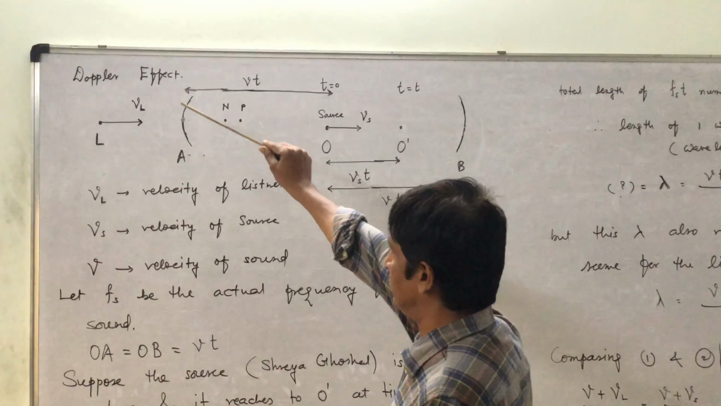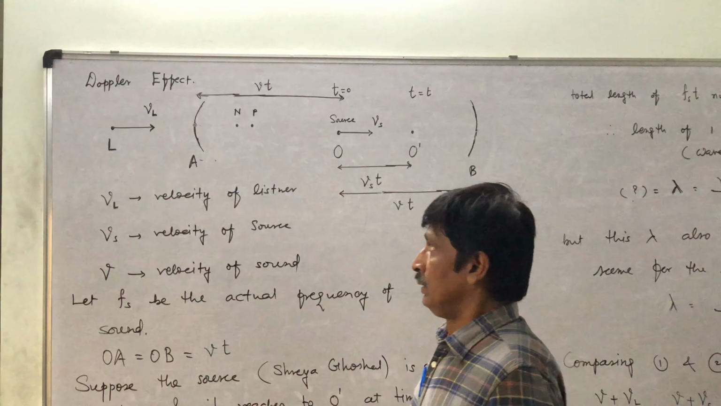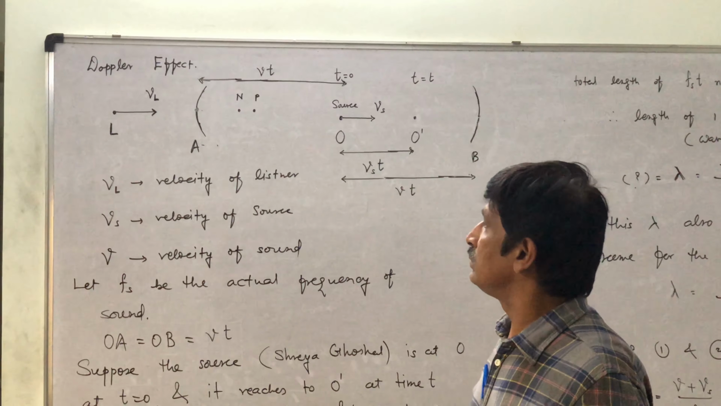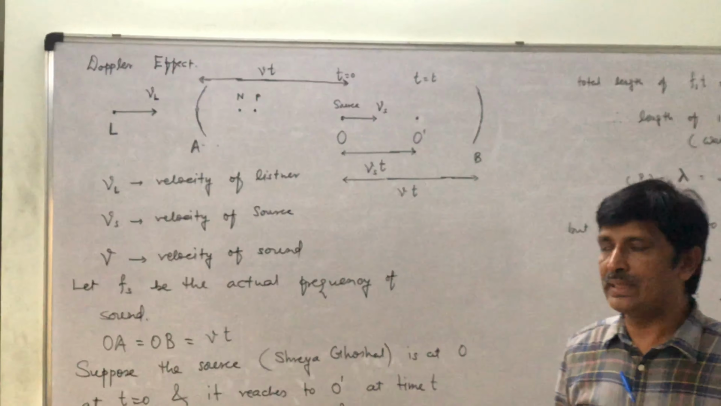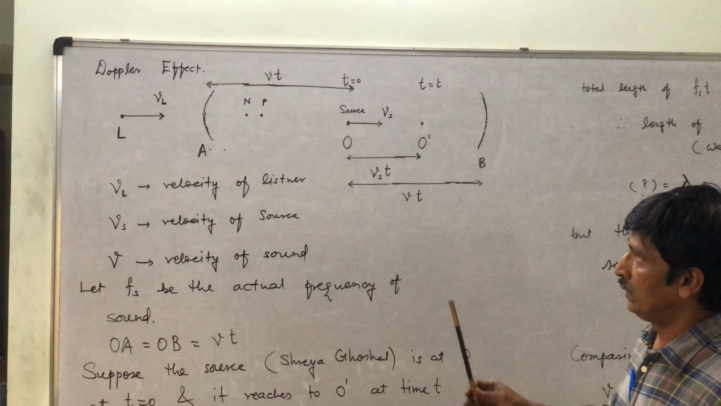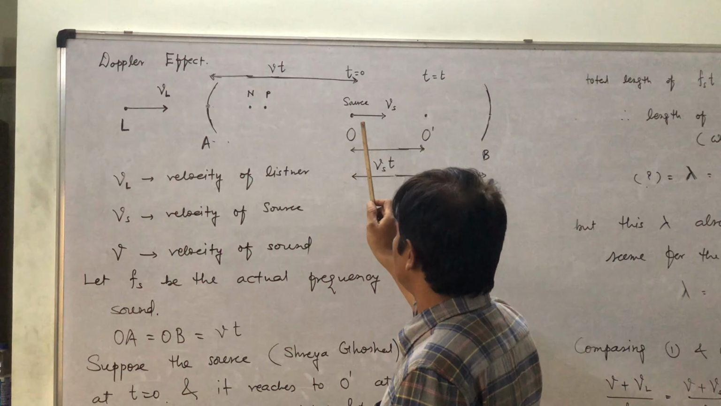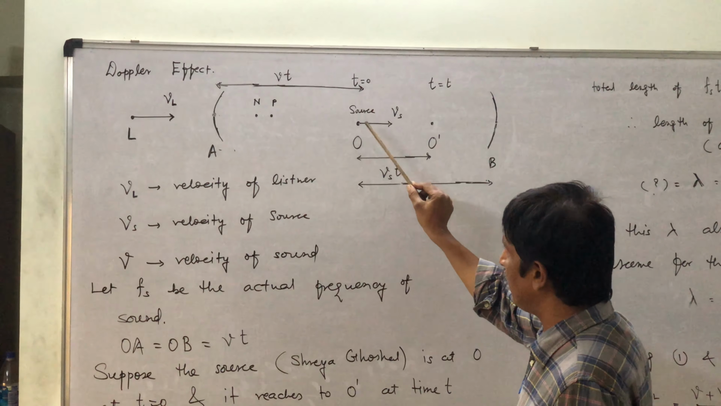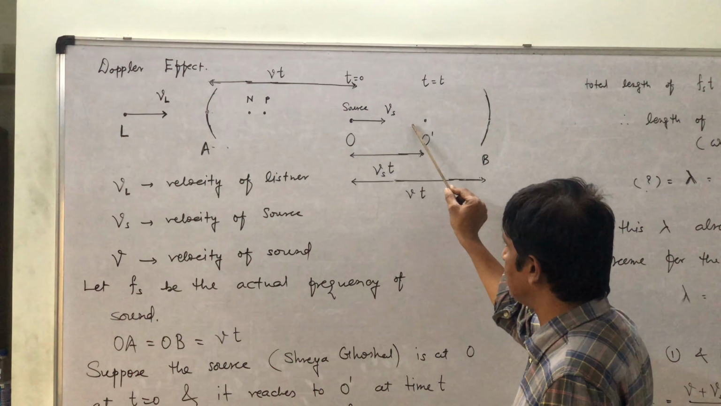Doppler effect. If there is relative motion between listener and source, the frequency experienced by the listener is different from the original one. For example, suppose at t equal to 0, the source is here and it is moving with speed vs in this direction.